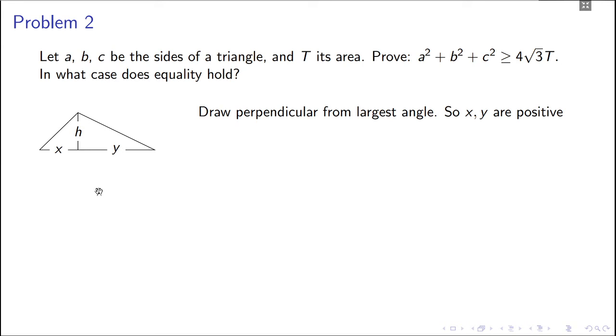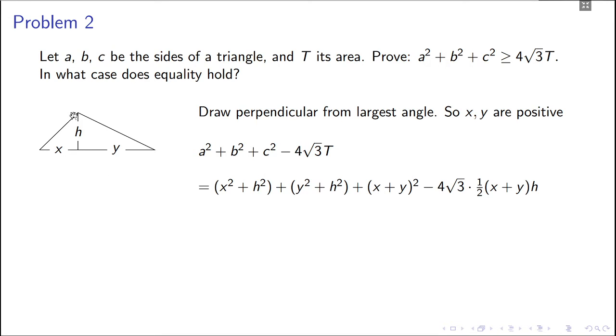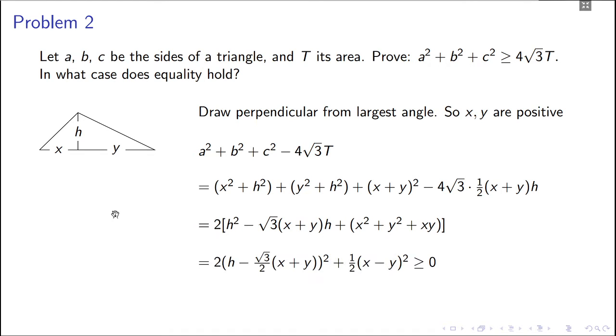So now you write the relation: take this one as a, take this as b, take this as c. So a square will be x square plus h square, b square will be y square plus h square, and c square will be x plus y whole square. c is x plus y. And the area is half of x plus y into h. So you get that, and you make it a quadratic in h. And then you complete the square and you write it as a sum of two squares.